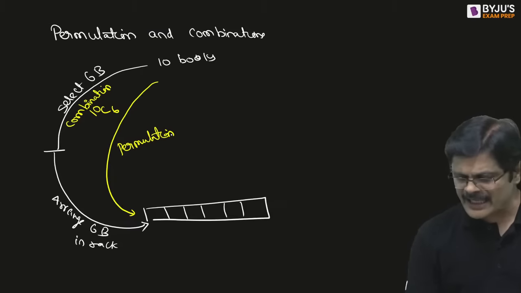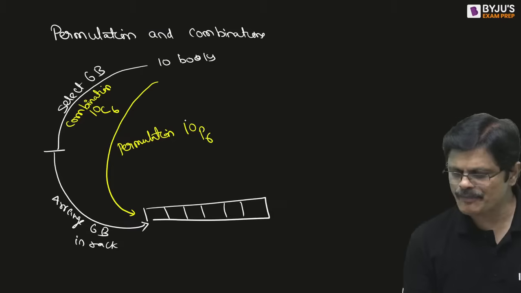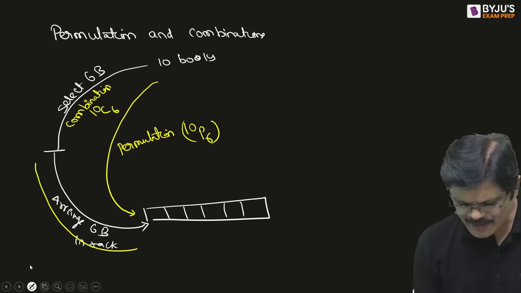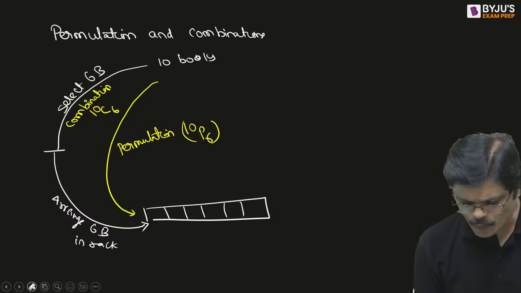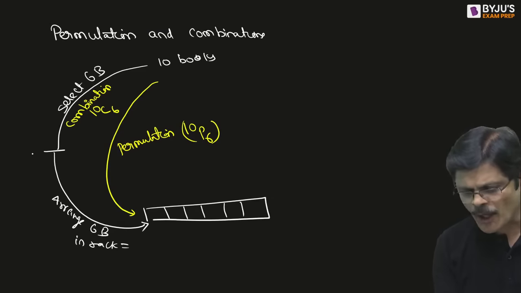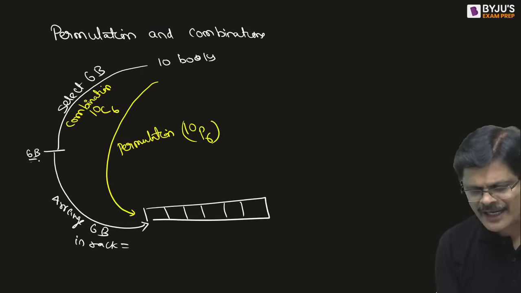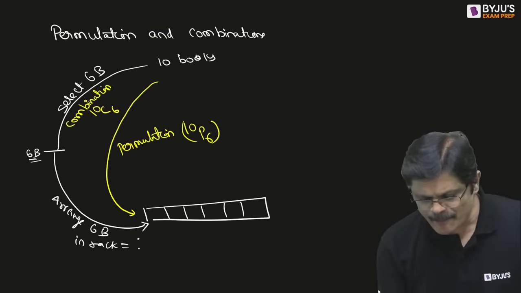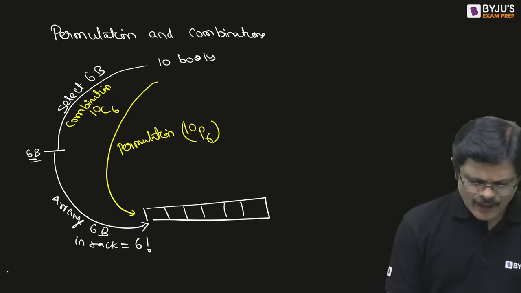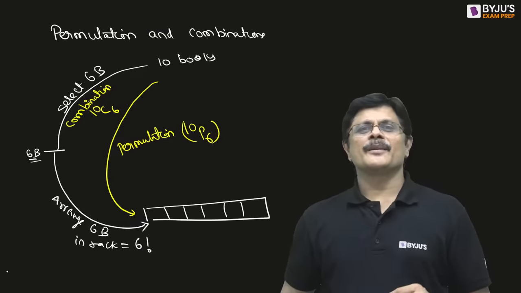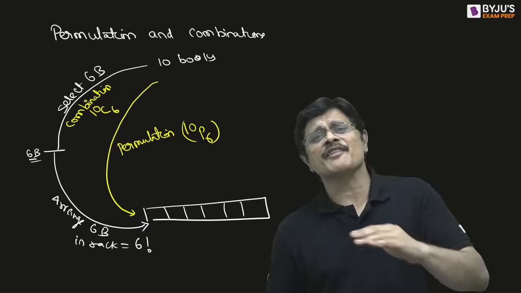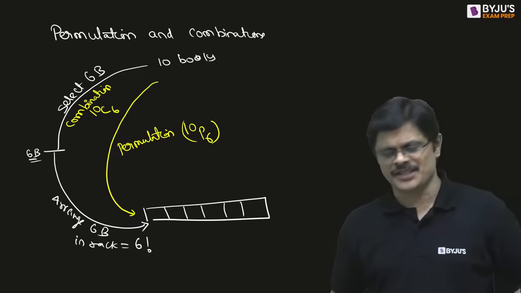This part is 10P6, whereas this portion is only arrangement, 6 objects in 6 places. It is just that 6 books are already there, arranged in 6 places. So it is just 6 factorial. So here combination is selection, and permutation is selection followed by arrangement.